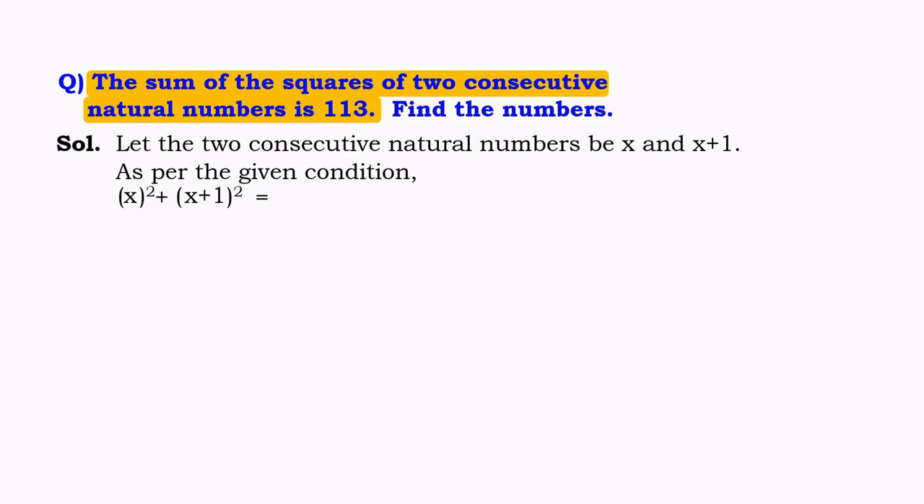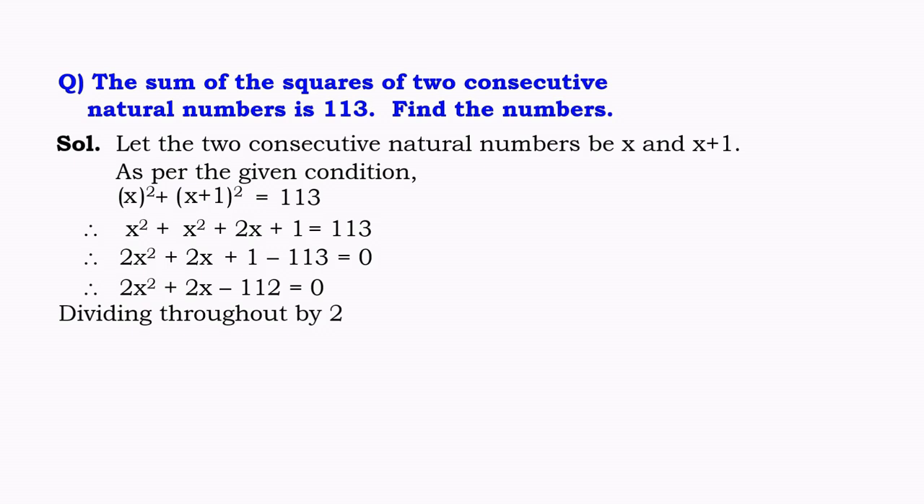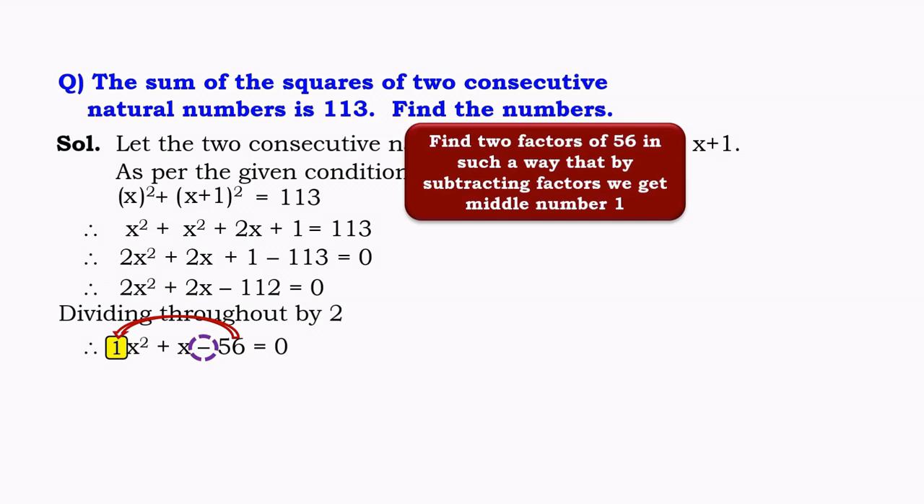Now let us expand the equation. x squared plus x squared plus 2x plus 1 equals 113. Combining like terms, we get 2x squared plus 2x plus 1 equals 113. Bringing all terms to one side, we obtain 2x squared plus 2x minus 112 equals 0. Dividing the entire equation by 2, we get x squared plus x minus 56 equals 0.